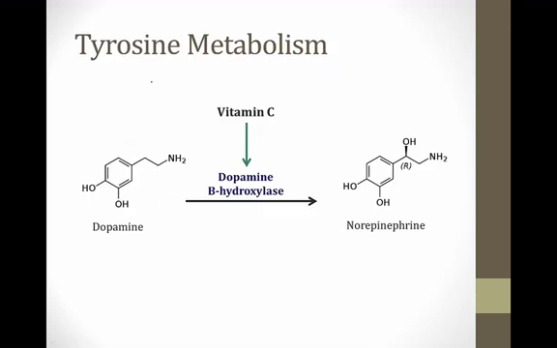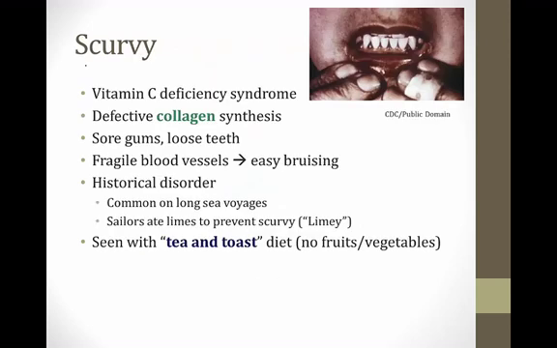The final role of vitamin C involves synthesis of neurotransmitters. The amino acid tyrosine is used to synthesize dopamine, and from dopamine you can make norepinephrine using an enzyme called dopamine beta hydroxylase, and this enzyme requires vitamin C. The clinical syndrome that develops if you're deficient in vitamin C is called scurvy, and the symptoms are due to defective collagen synthesis.